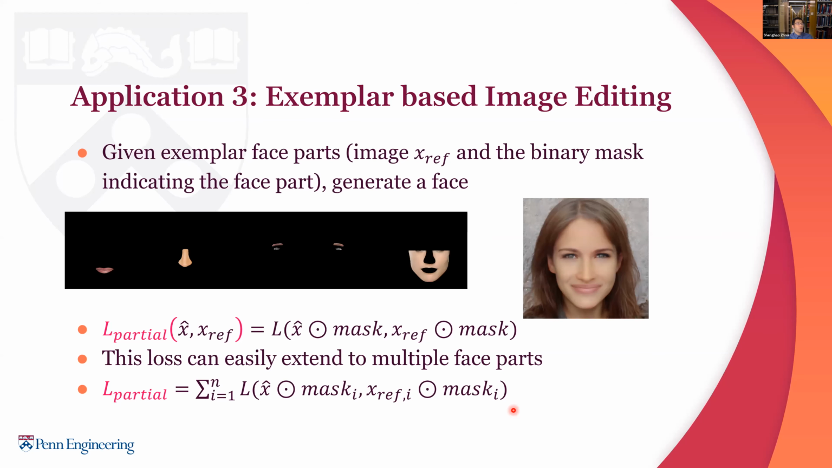In the third application, we want to do exemplar-based image editing. We are given some exemplar face parts. Here, we are given someone's mouth, someone's nose, someone's eyes, someone's face. We want to generate a face that is similar to each part. Again, we formulate a partial loss: we compute the generated image on each face part and compare it with the reference images. We can easily extend that to multiple face parts by just summing up the losses.